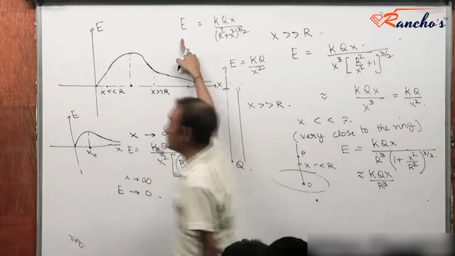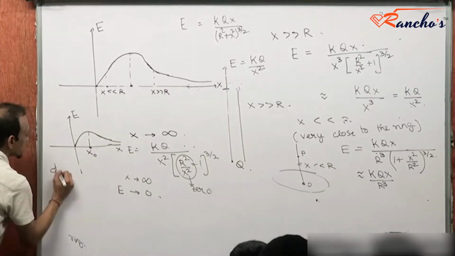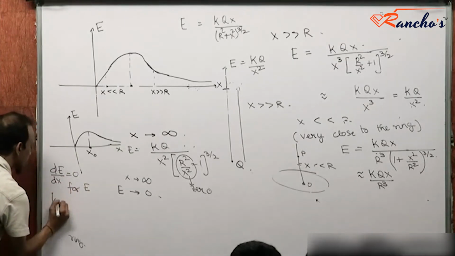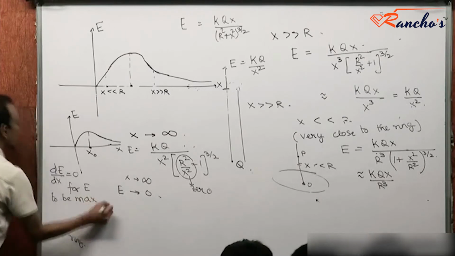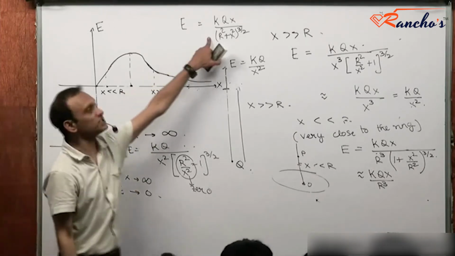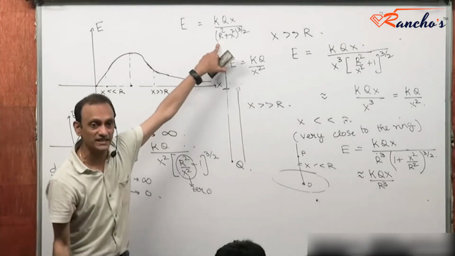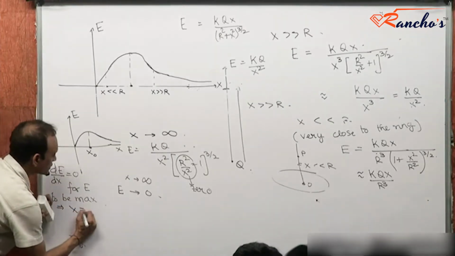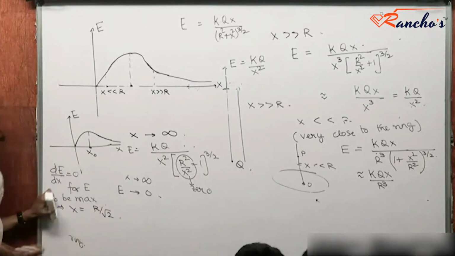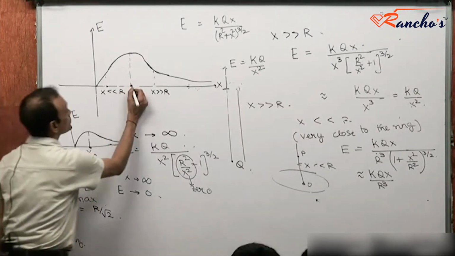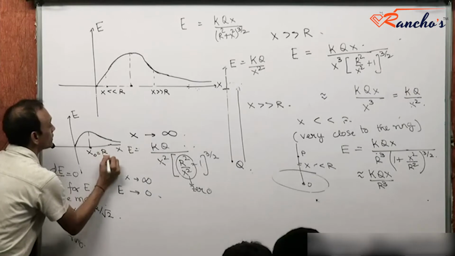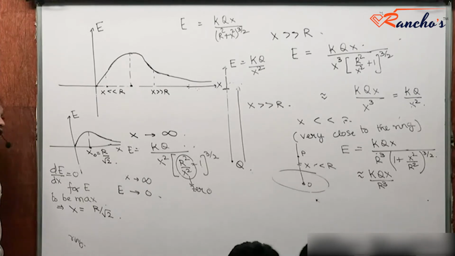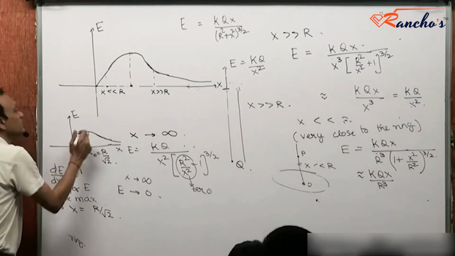For E to be maximum, we learned in calculus, dE/dx must be 0. If you differentiate this with respect to x and put dE/dx as 0, the value of x that will turn out will be r by root 2. This x naught is the point where E becomes the maximum. x equal to r by root 2 is the point, at distance r by root 2 from the center of the ring along the axis, where E will become a maximum.